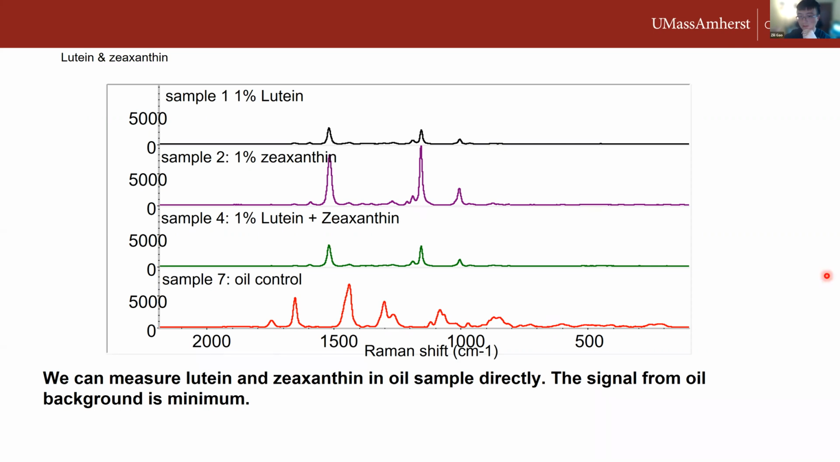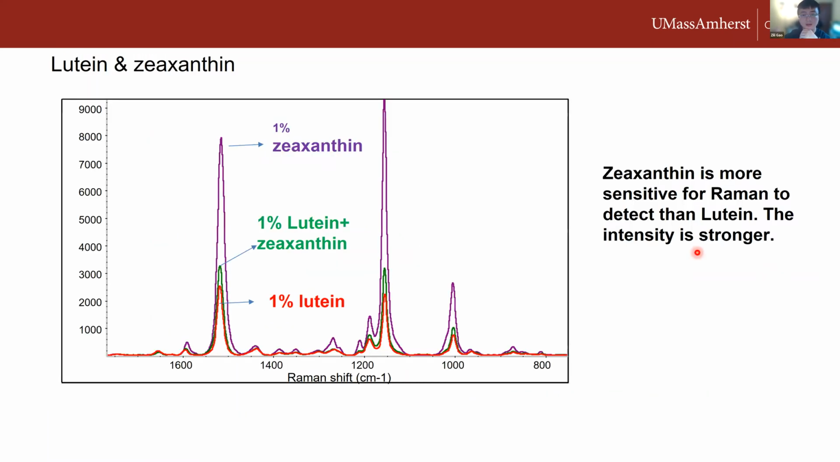Let me switch to another page. Okay, we also found that the compound zeaxanthin is more sensitive than the lutein itself, as indicated by higher Raman intensity at the same concentration.